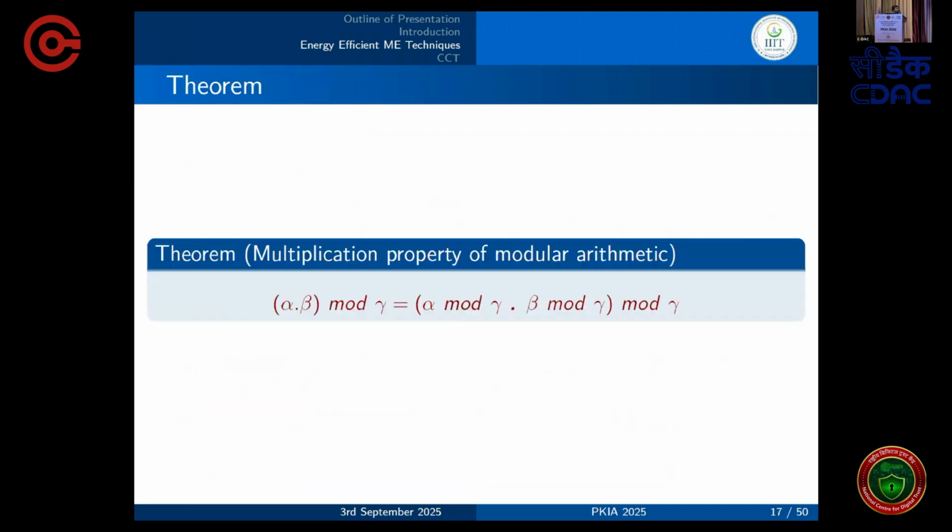So almost all these techniques are based on the fundamental property of modular arithmetic. That is nothing but the product between any two numbers with respect to a modulus: alpha dot beta mod gamma is the same as alpha mod gamma dot beta mod gamma, followed by mod gamma.